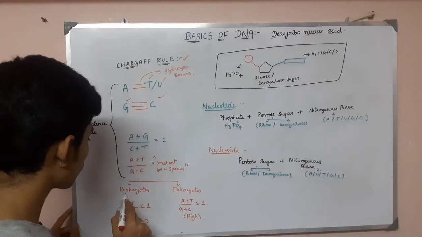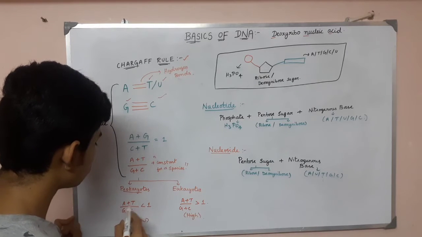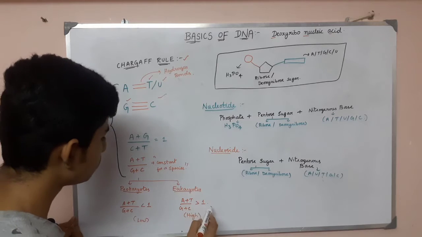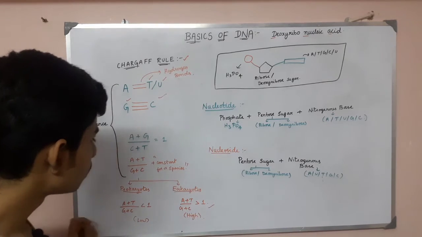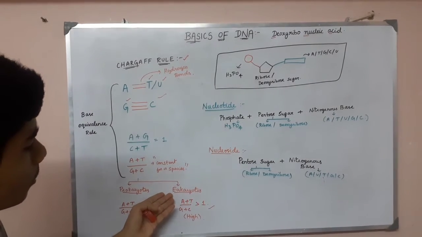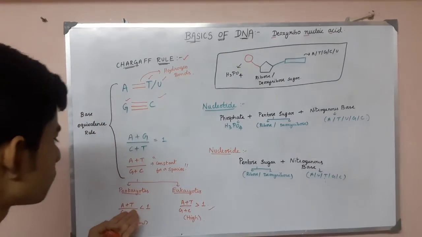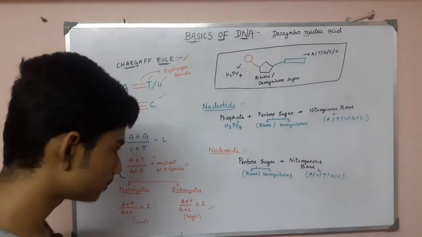For example, in prokaryotes, the adenine plus thymine ratio will be less than 1, and in eukaryotes, this ratio will be greater than 1. Eukaryotes include humans, mammals, etc. Prokaryotes, for example, bacteria, like that.